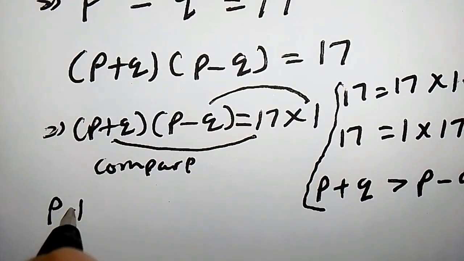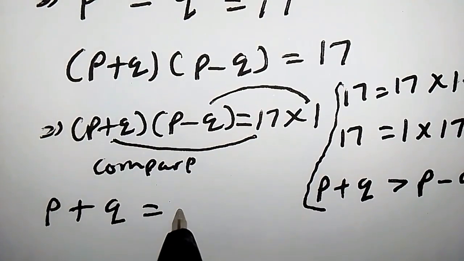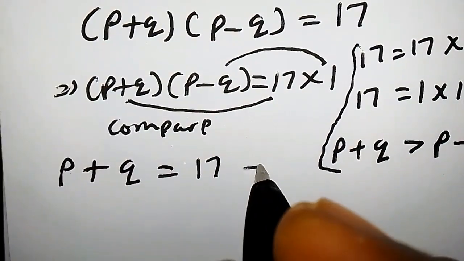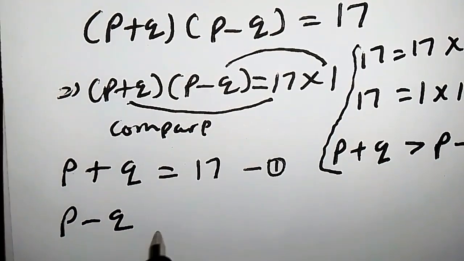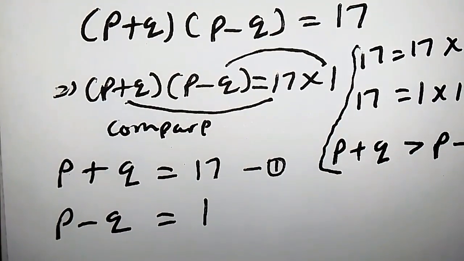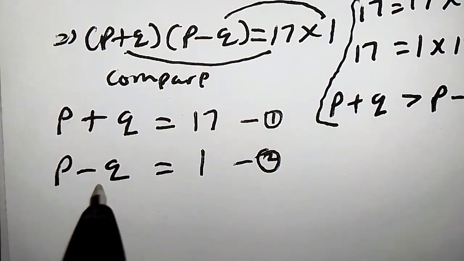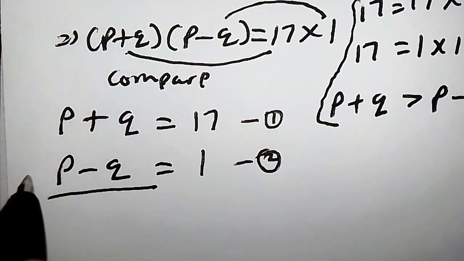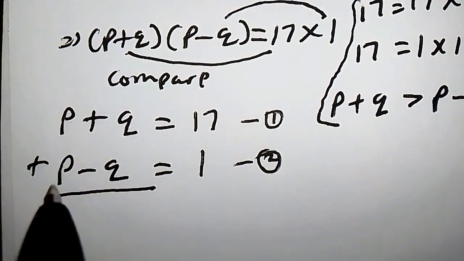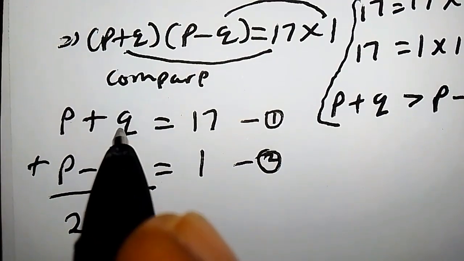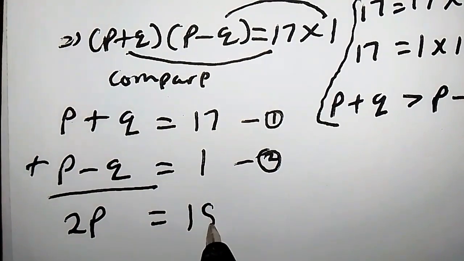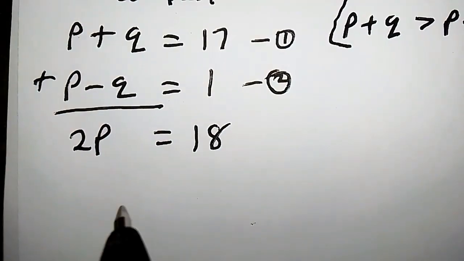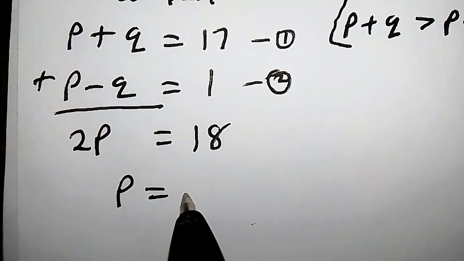So p plus q is equal to 17. This is the first equation. The second equation is p minus q equal to 1. Equation 2. We can solve these two equations by adding them together. p plus p, that is 2p. q minus q, that is 0, equal to 17 plus 1, that is simply 18. Divide both sides by 2, p is equal to 9.